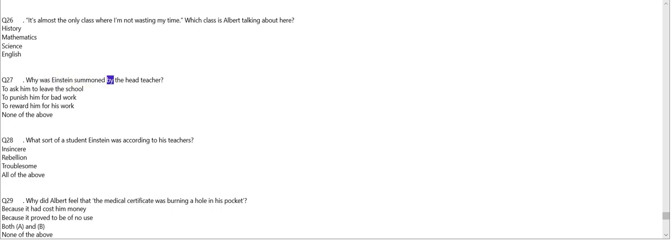Q27. Why was Einstein summoned by the head teacher? To ask him to leave the school. To punish him for bad work. To reward him for his work. None of the above.